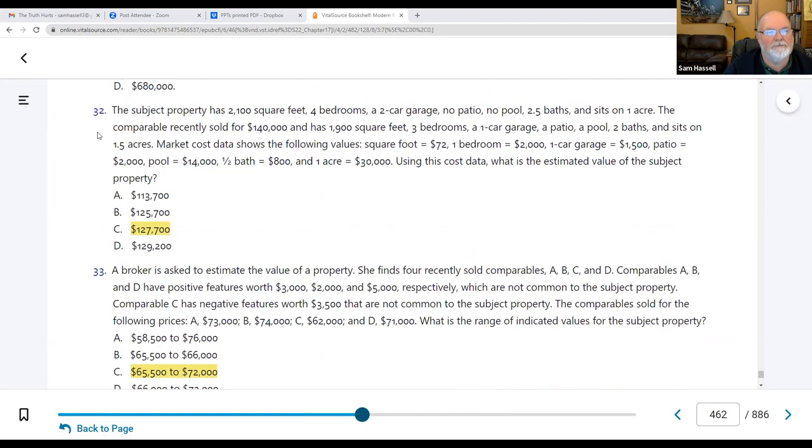Question number 32. The subject property has 2,100 square feet, 4 bedrooms, 2-car garage, no patio, no pool, 2.5 baths, and sits on 1 acre. The comparable recently sold for $140,000 and has 1,900 square feet, 3 bedrooms, a 1-car garage, a patio, a pool, 2 baths, and sits on 1.5 acres. And we have market cost data.